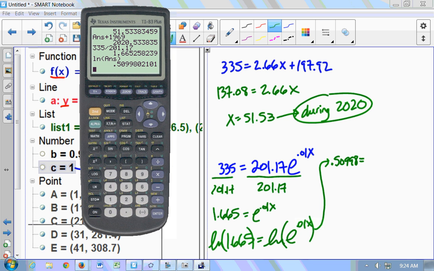And what is the ln of e to the 0.01x? 0.01x, yeah. The ln of e to some stuff is the stuff, because ln and e to the stuff are inverse functions. So that's why we took the ln of both sides, because the ln undoes exponential. Right, so this is just 0.01x. Those two undo each other.